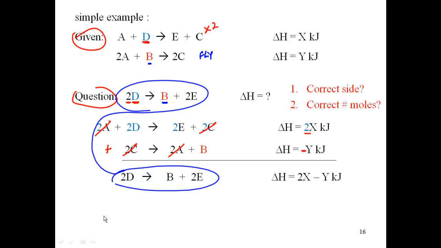Well, since this does add up to the equation in question, then all I've got to do now is add up my delta H's, which would then mean it's 2x minus y.